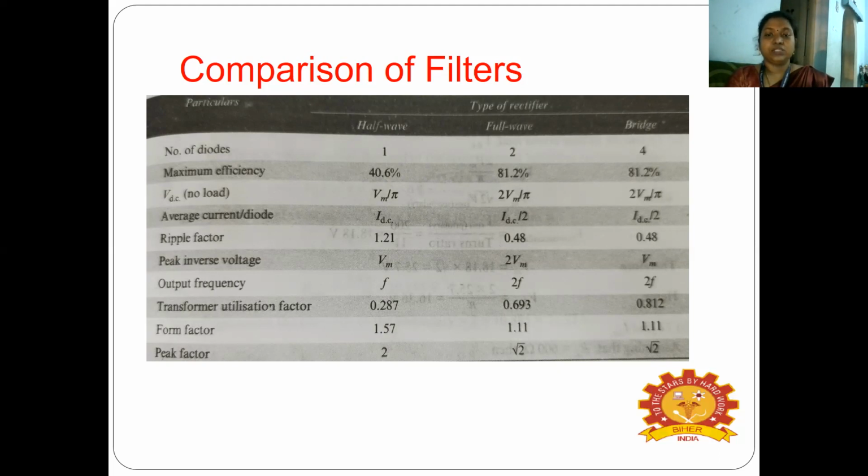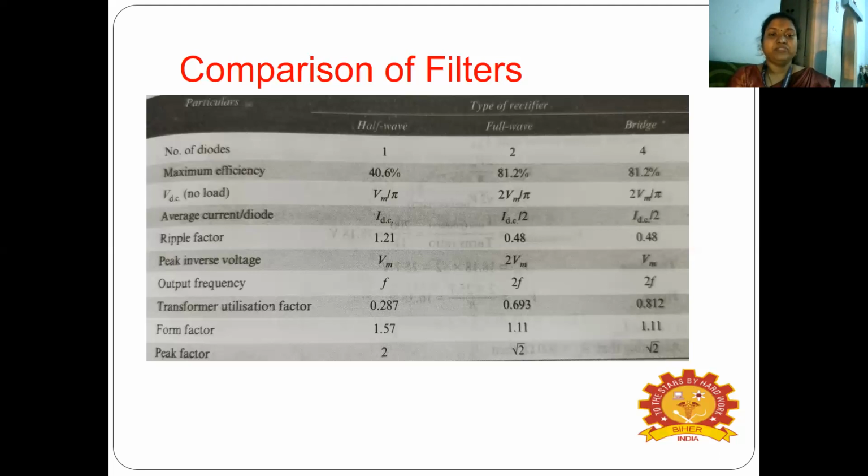Next, transformer utilization factor, TUF. The TUF is 0.287 for the half wave rectifier, for the full wave rectifier the TUF value is 0.693, and for the bridge rectifier it is 0.813. It tells how much of the transformer we are going to use. It is very low for the half wave rectifier, which is the main drawback there. But in the case of the full wave and bridge rectifier, we are using the maximum. That is good. Next, form factor will give you 1.57 for the half wave, 1.11 for the full wave, and 1.11 for the bridge rectifier.